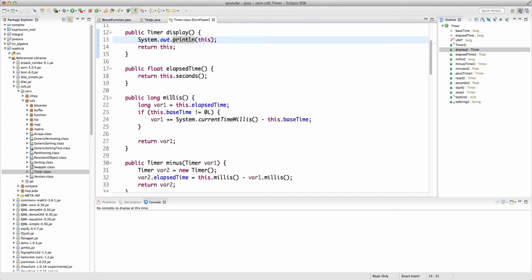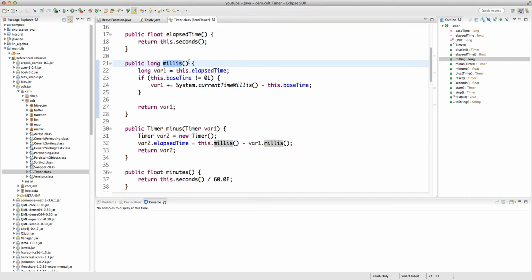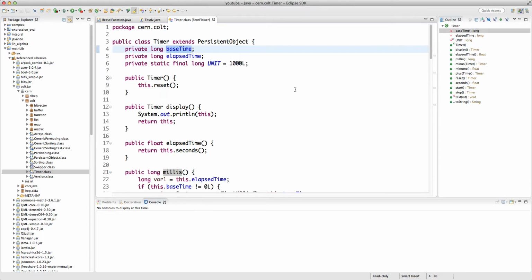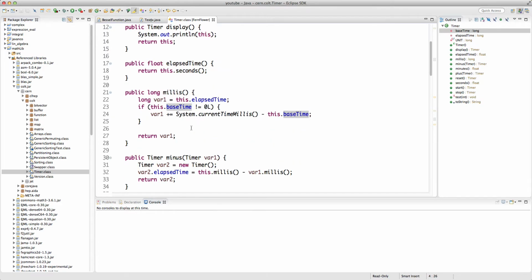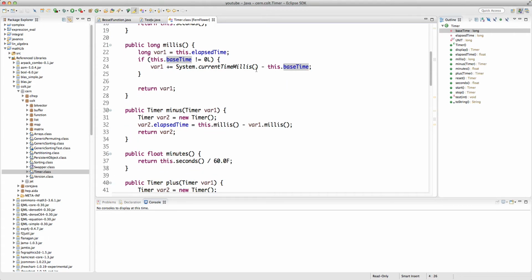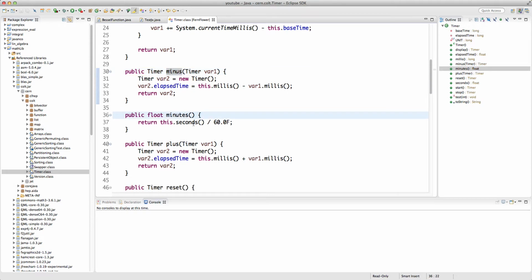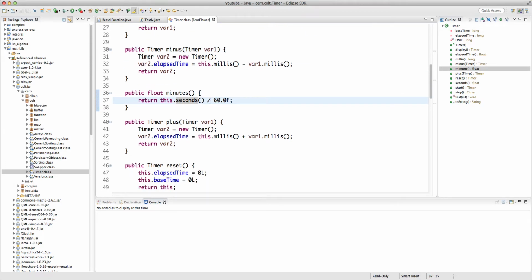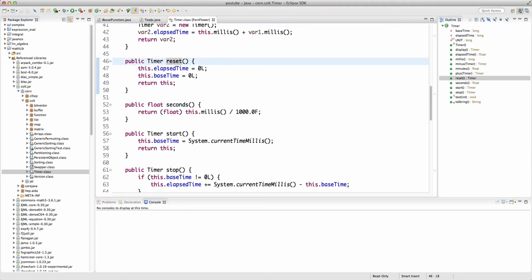And then it has elapsed time. It calls another method, seconds, and it takes the millis, and millis is just current time minus base time, and the base time is originally 0. And then minus, and then minutes, it takes the seconds, divides them by 60, and then plus, it has reset. So it's very similar to mine.